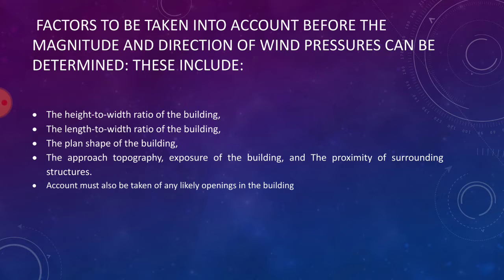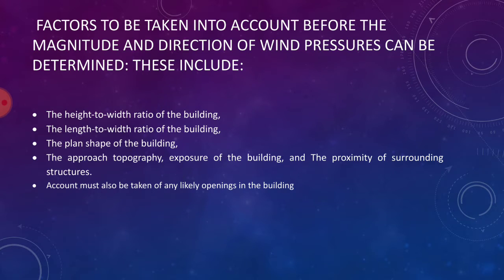Also, the exposure of the building, whereby this talks about any obstructions in the area, such as trees or rocks and so forth, and the proximity of surrounding structures. So if you have a lot of structures in that area and your building is not completely exposed, therefore that may help mitigate the effects of the wind pressure onto your building.